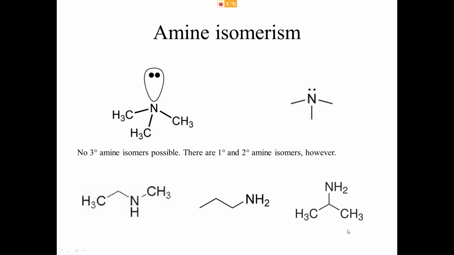Here are the 2 primary amine isomers. Primaries are much easier and what you're familiar with. How many ways can I put 3 carbons together? Just 1. Put them in a line, right, like this. And then the amino group could be on the end or on the second carbon. Right, so these are all the isomers of this molecule.